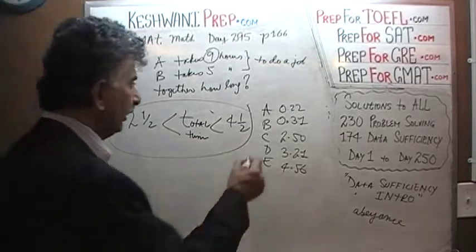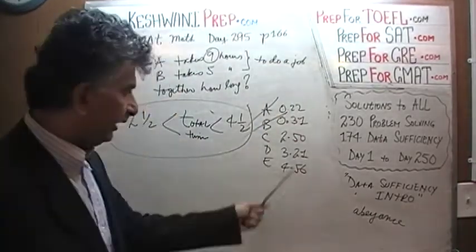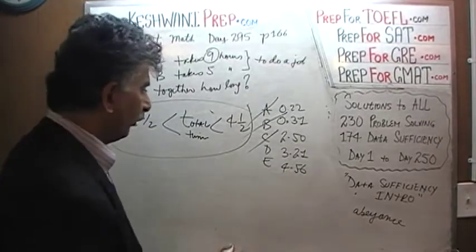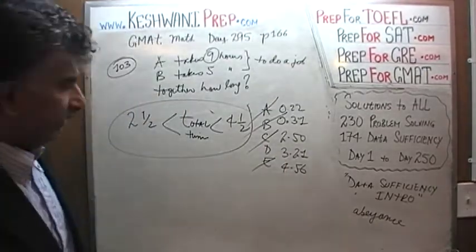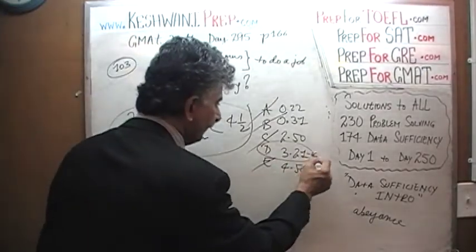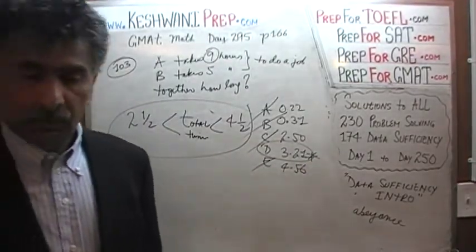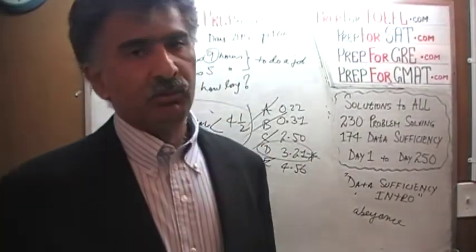It cannot be 0.22. That is silly. It cannot be 0.31. That's silly. It cannot be 2.5. That's silly. It cannot be 4.56 because it cannot be more than 4.5. That's it. The answer is 3. This is the answer. Now, if I were taking the exam, this is how I would do the problem.